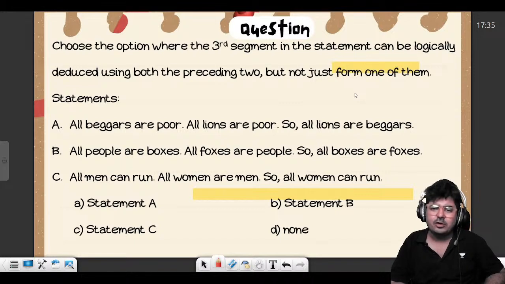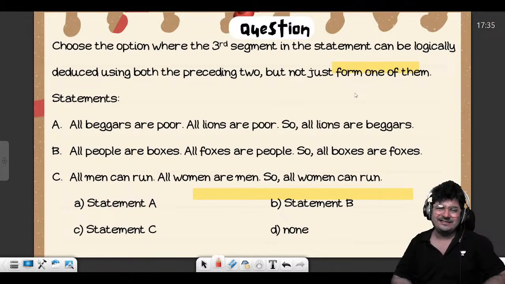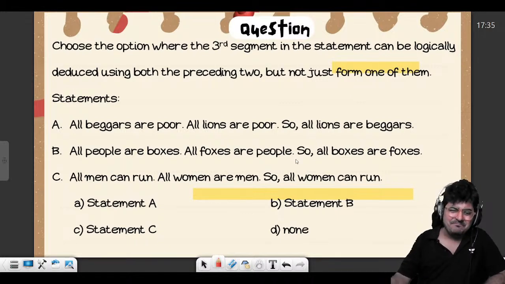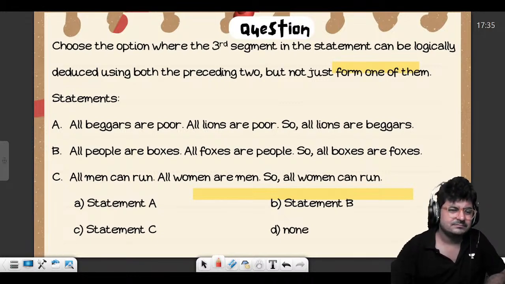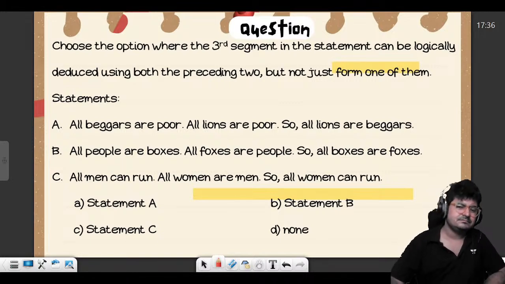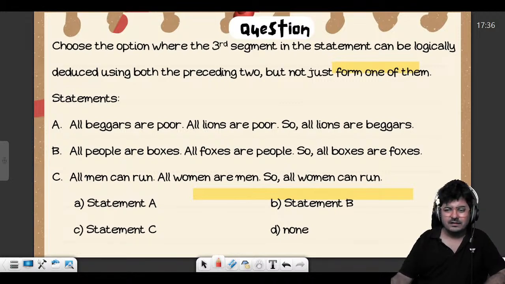So all beggars are poor, all loins are poor, so all loins are beggars. All people are boxes, all foxes are people, so all boxes are foxes. So what do you think? D, none.